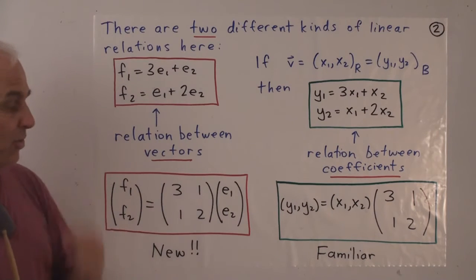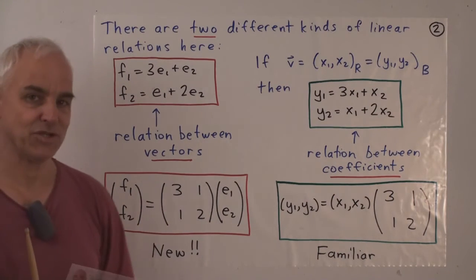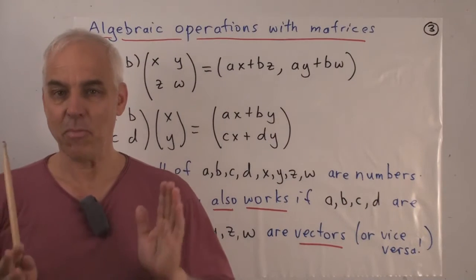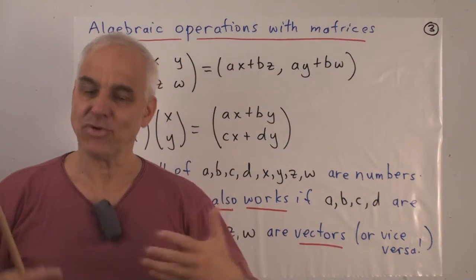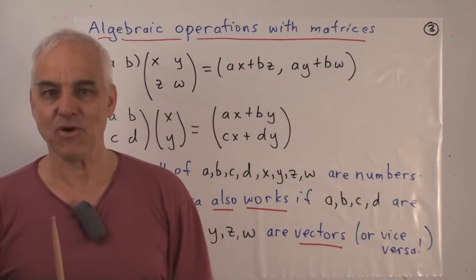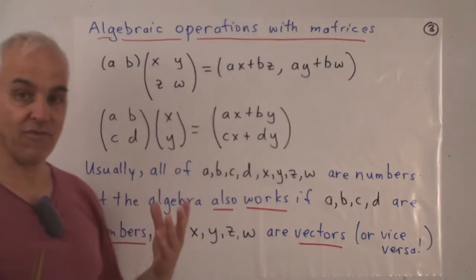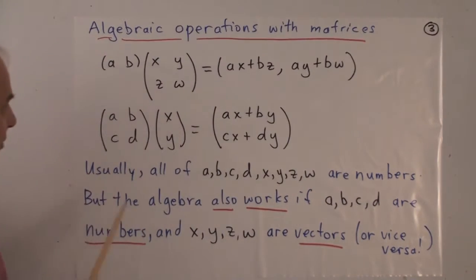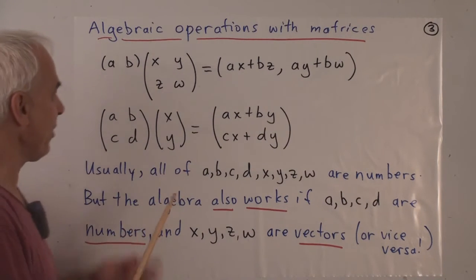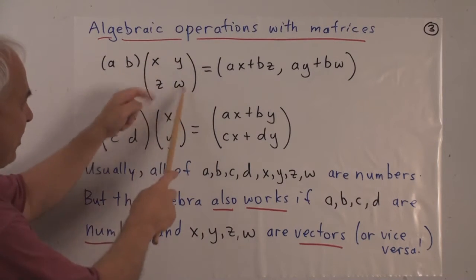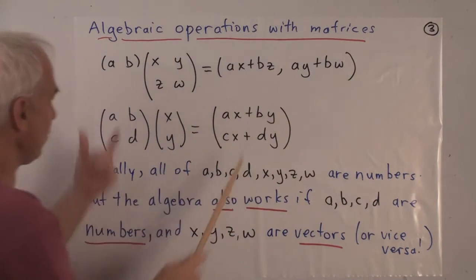So we need to introduce a new notation to cover this kind of relation. Let me remind you that the matrix algebra we've been building up so far generally always involves numbers. When we have a vector like this times a matrix like this, let me remind you the way that goes in general. AB times X, Y, Z, W, then we get another vector of the same size as this one.